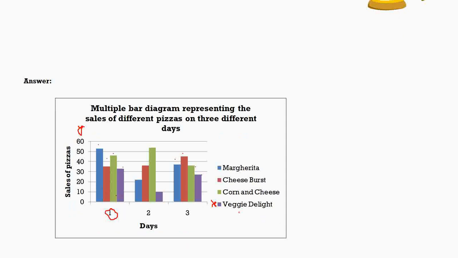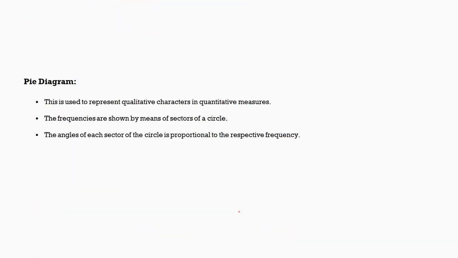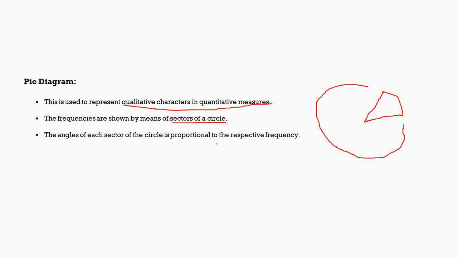Now let's move on to the pie diagram. A pie diagram is used to represent qualitative characters in quantitative measures, and the frequencies are shown by means of sectors of a circle. Sectors are parts of the whole circle, so the angles of each sector of this circle are proportional to the respective frequency.